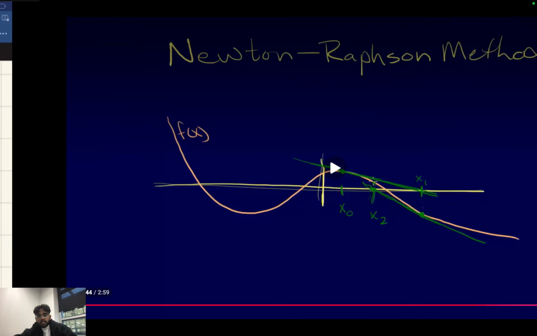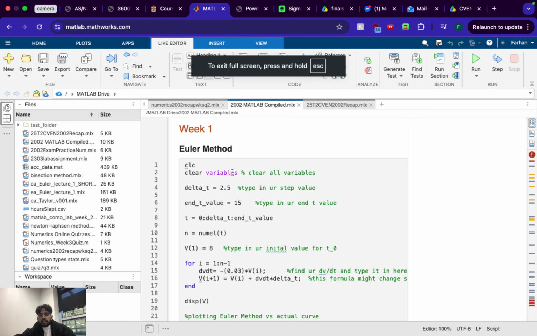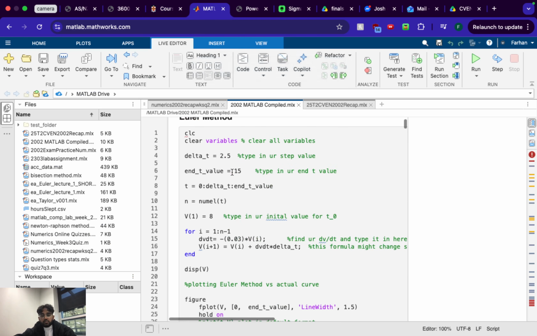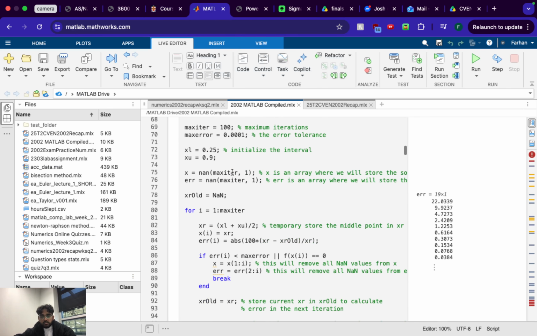Okay? So in my MATLAB code, I think instead of me explaining the content, I should explain the MATLAB code. It'll be easier to understand. So bisection method, here it is.